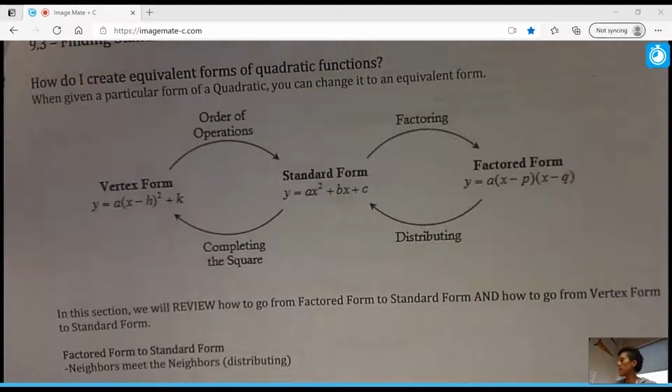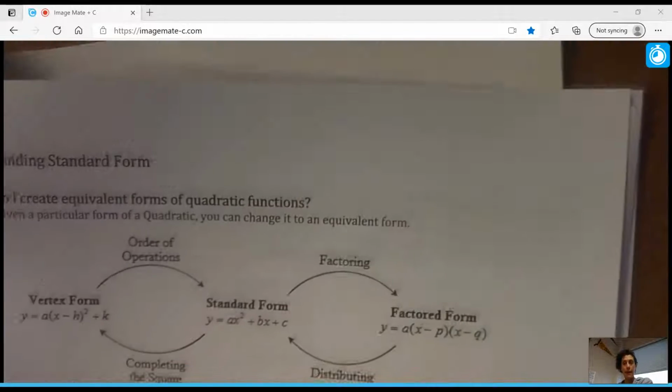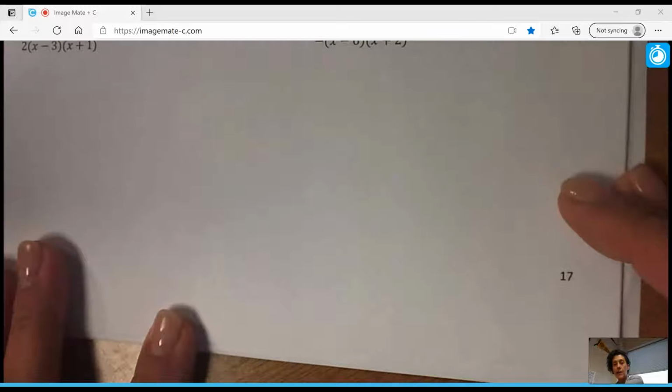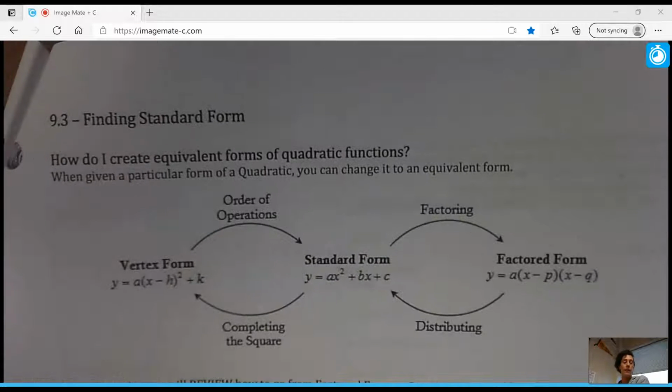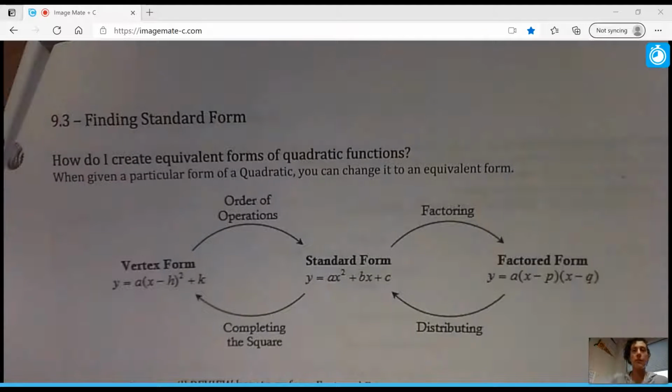Hi everyone, so it's Mrs. Slauson, and today in your packet we are going to be on page 17, and we are going to get the final piece together to learn how to graph.